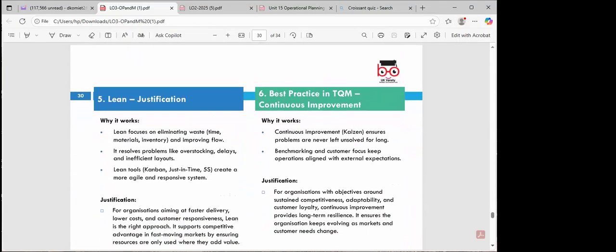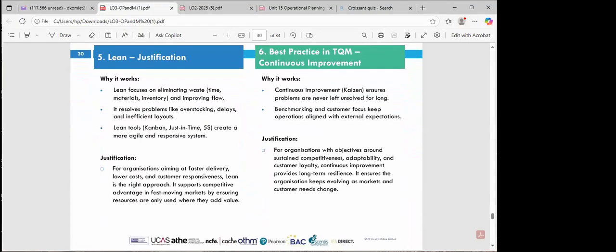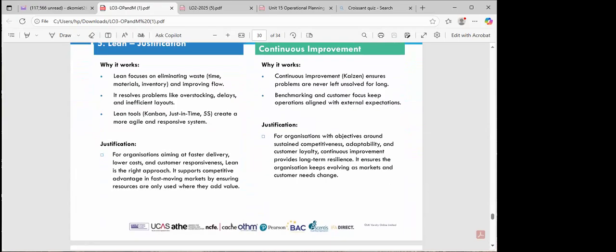Lean justification, why it works. Lean focuses on eliminating waste, time, materials, inventory. It resolves problems like overstocking, delays, and inefficient layout. Lean tools, Kanban, just-in-time, 5S, create a more agile and responsive system. Why it works, TQM. Continuous improvement ensures problems are not left unsolved for long. Benchmarking and customer focus keep the organization improving. So these are all justifications of why Lean works, why all the other ones work as well.